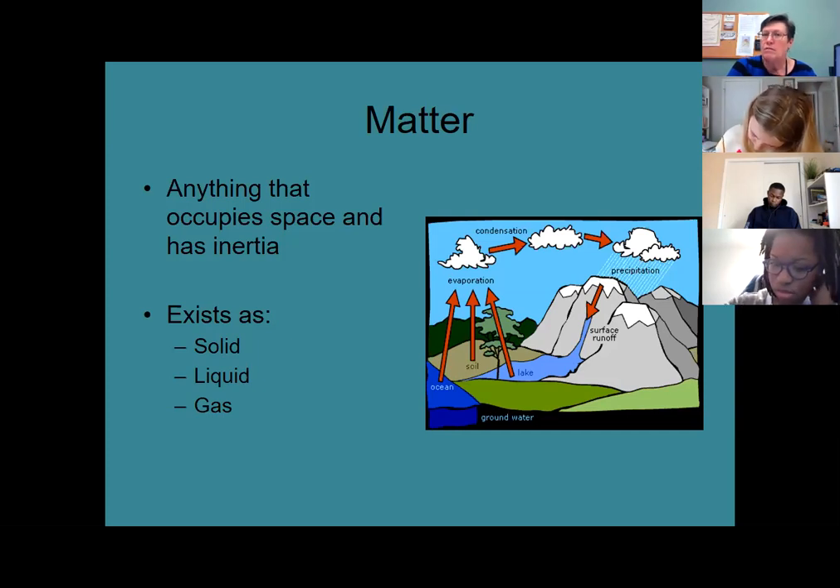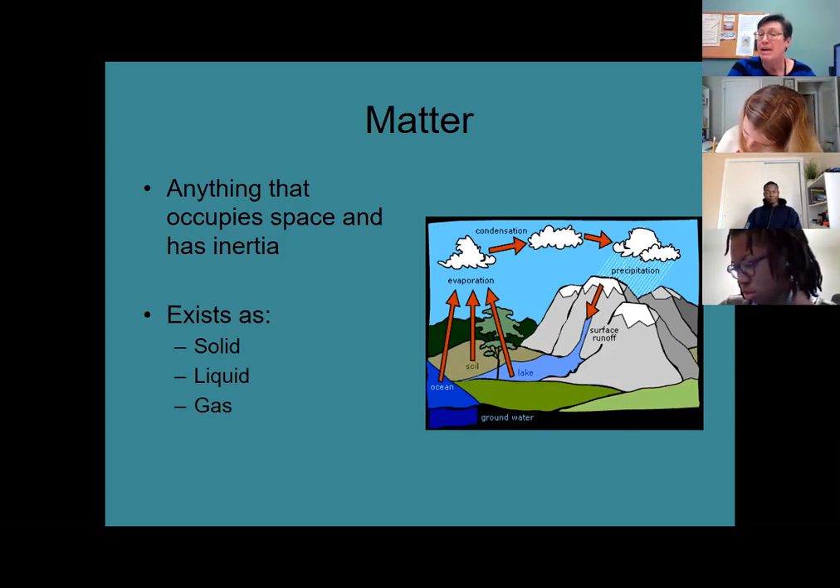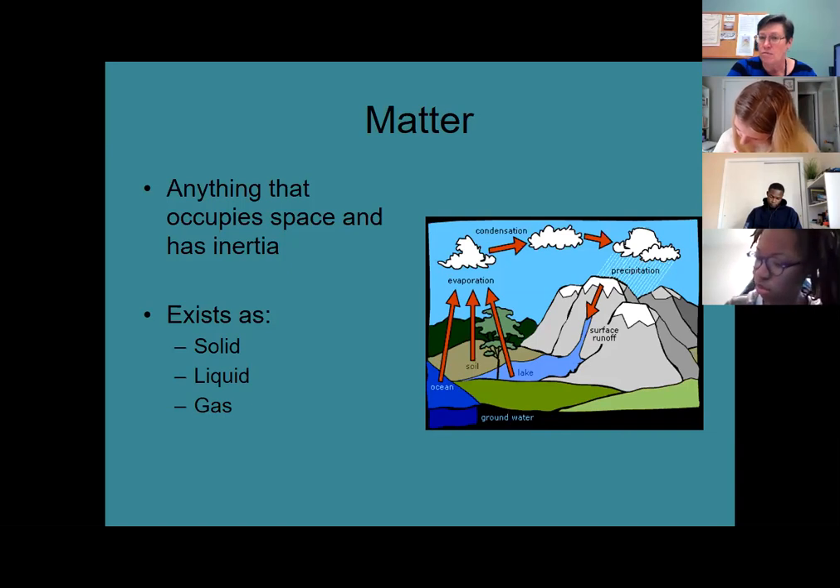So matter is any object that occupies space and has inertia, meaning that its present state is not going to change unless it's acted upon by an outside force. So for example, if you reach over and you pick up your calculator, you've moved it. You have applied a force that changed its state of inertia, but it's not going to move on its own.